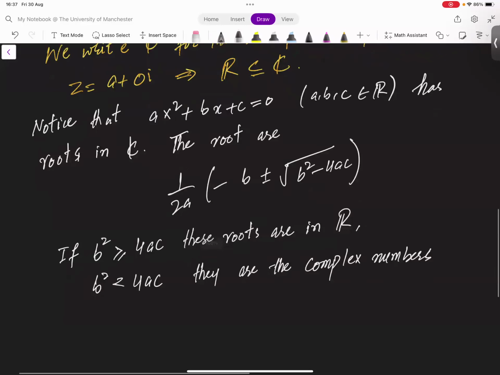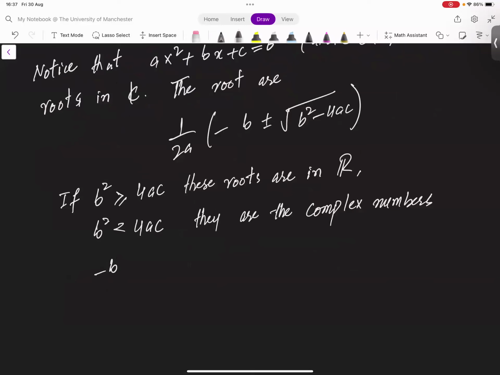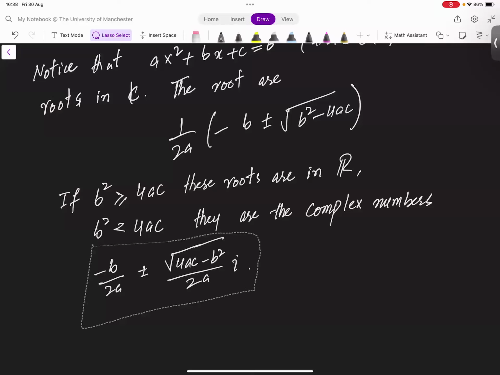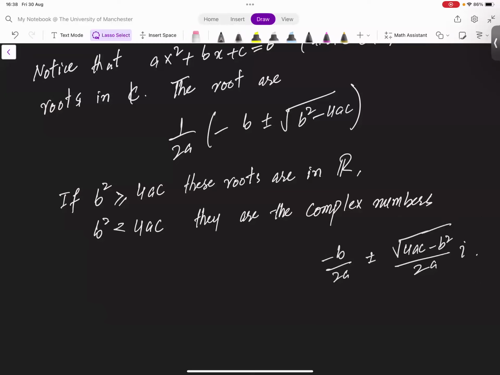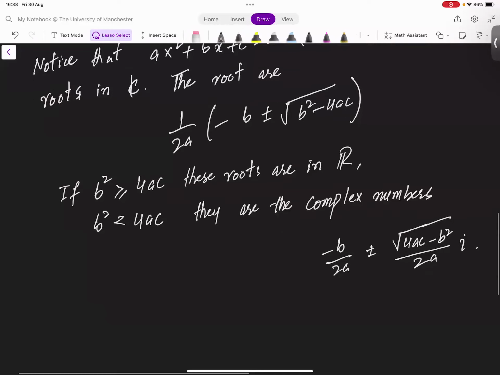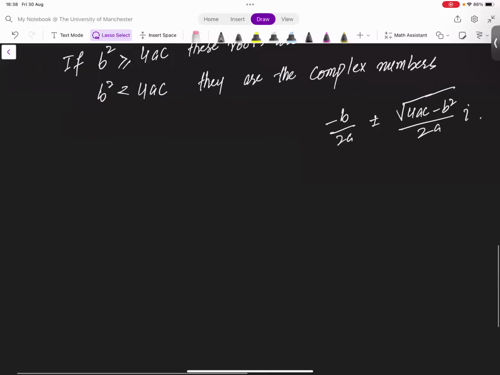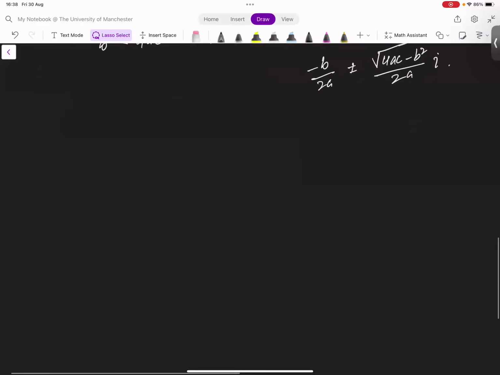Right? And then we can say minus b over 2a plus minus under root 4ac minus b square over 2a iota are the roots. These are the complex numbers. Perfect. Now we want to talk about the geometrical aspect of the complex numbers.